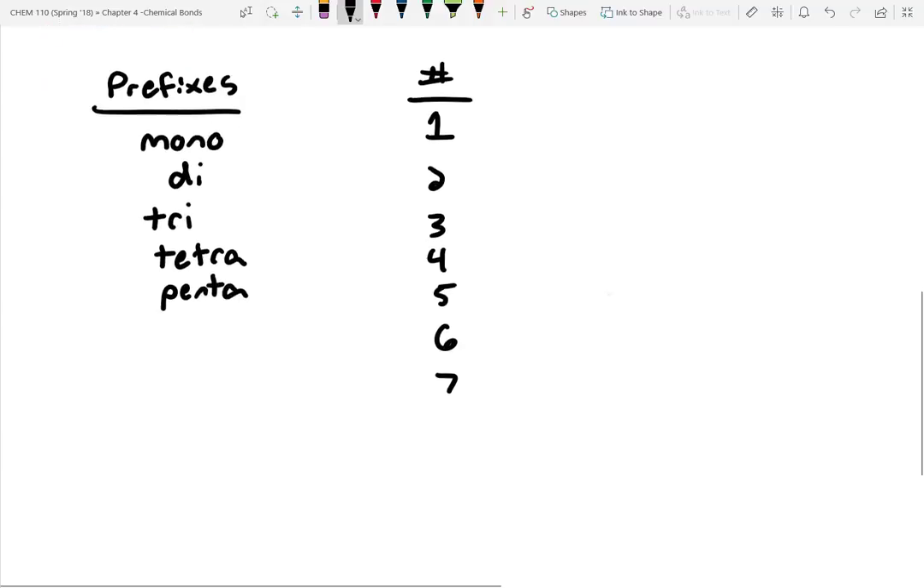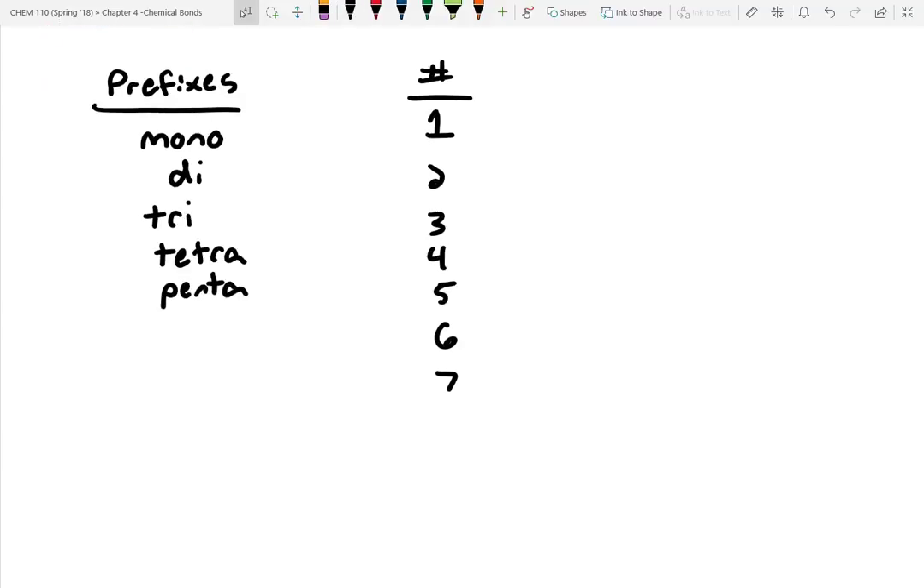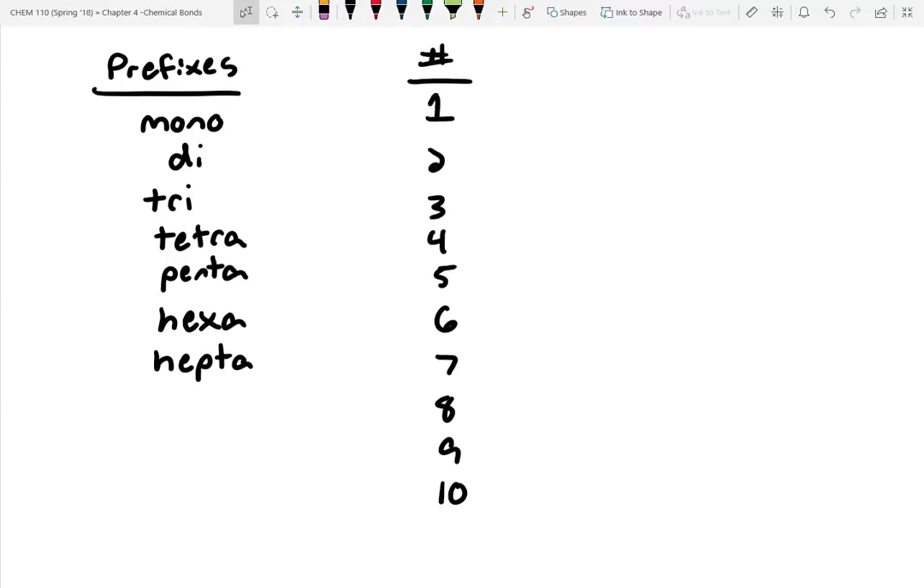What about six? Does anybody know that one? What do you call a six-sided shape? Hexagon. What about seven? Seven-sided shape? Hepta. And then we can always go further. We'll go out to 10 and then kind of stop at 10. There's numbers going much farther than that.